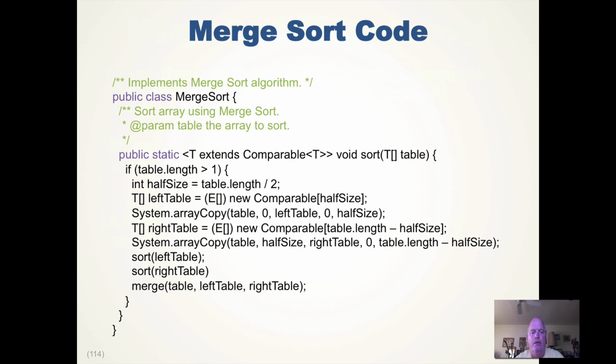So here's the code. Again, we're going to recursively call the sort. So we do our base case. If the table length is greater than 1, that means we have to do the split, else we are sorted because we're size 1. Calculate the half, allocate the left table, copy the values into the left table, allocate the right table, copy the values into the right table. We then sort the left, we sort the right, and then we merge the left and the right into the original table.